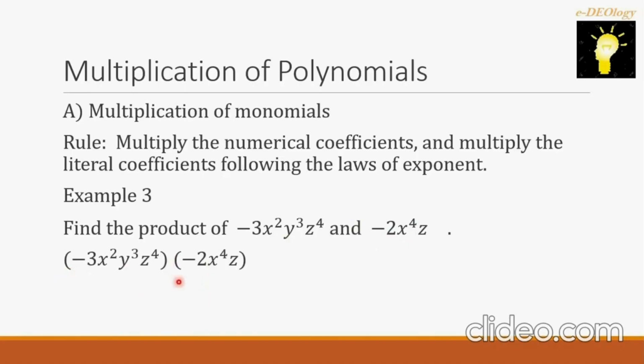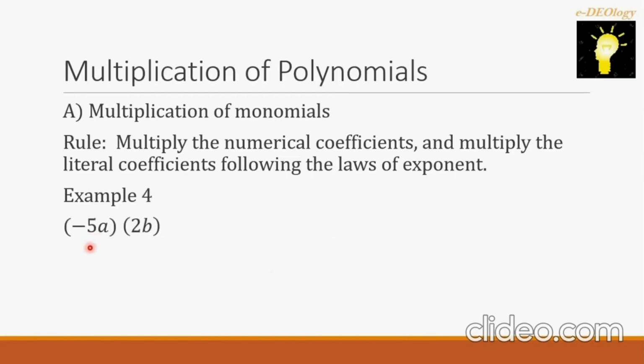The negative 3 multiplied to the negative 2 will get a positive 6. The x squared multiplied to the x raised to 4, we will get this x raised to 6. The y cubed, there's no variable y on the other term. We will just copy the y cubed. The z raised to 4 multiplied to the z with exponent 1, so we add the exponents, so 4 plus 1 becomes 5. Z raised to 5. So our final answer is 6x raised to 6 y cubed z raised to 5.